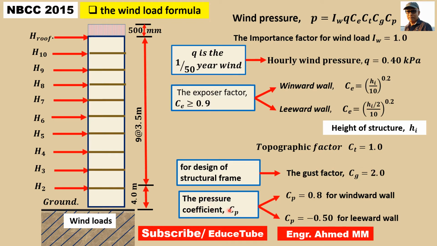Next is the pressure coefficient CP. For the windward wall, I mean this one, it will be 0.8. For the leeward wall, it will be minus 0.5. Basically these two values we will use for finding the wind loads. So let's move ahead to see how we can use all these factors in this formula to get the wind loads.